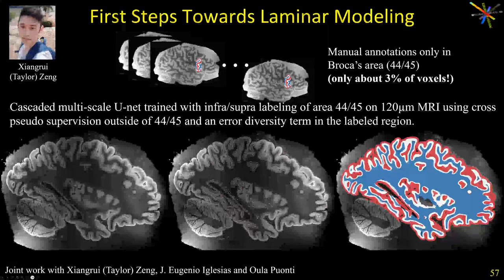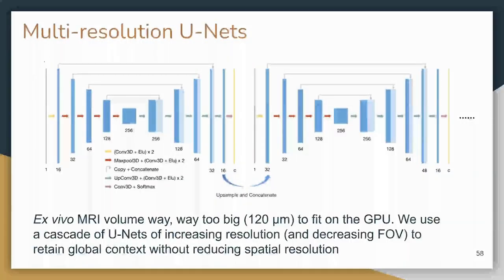But we gave Taylor the task of building a whole brain infragranular, supragranular segmentation, but only gave him data sets in which about 3% of the voxels were labeled. So these labels in 44, 45. And to be fair, we also had a couple of data sets where we had sparsely sampled across the whole brain, entire slices labeled. So it's not just 44, 45, but it's largely 44, 45. And 44, 45 is agranular cortex. It doesn't even have a layer four. So it has a very different architecture than M1, or actually M1 is dysgranular, than V1 or S1, this kind of thing. And so Taylor built this very interesting architecture.